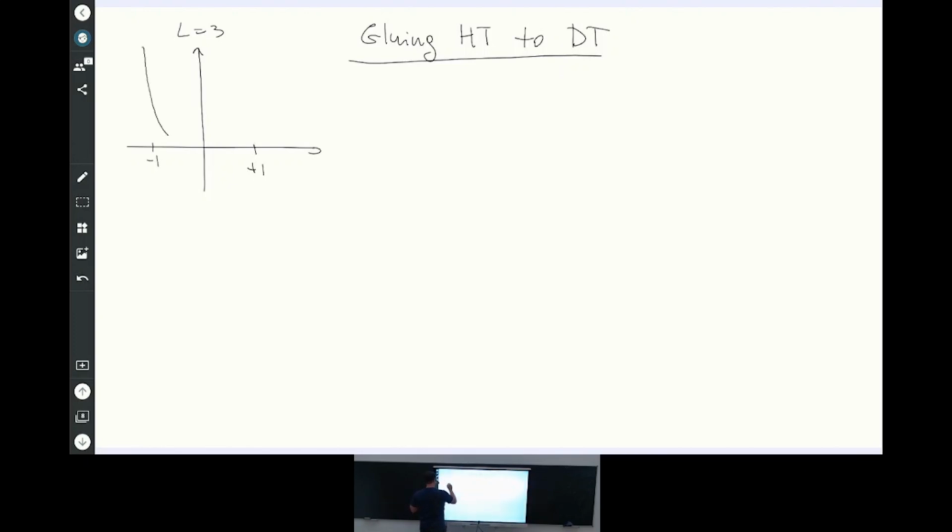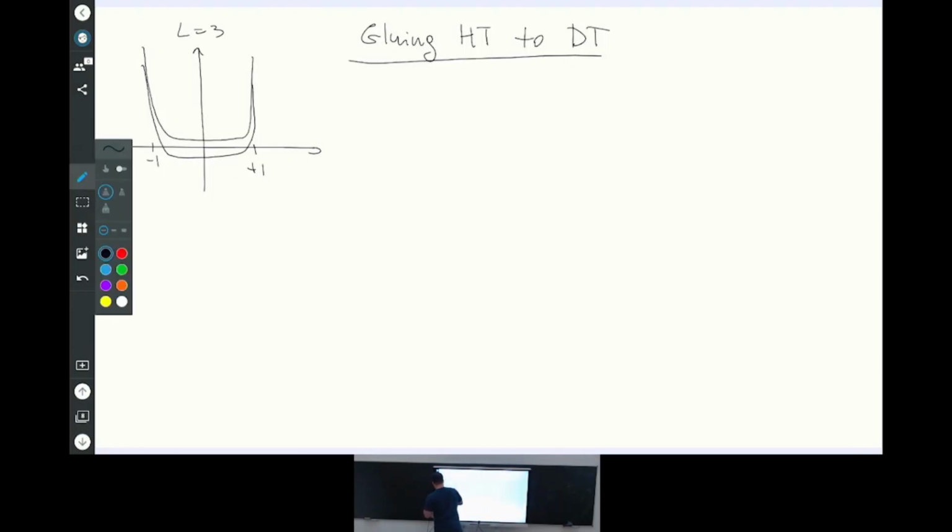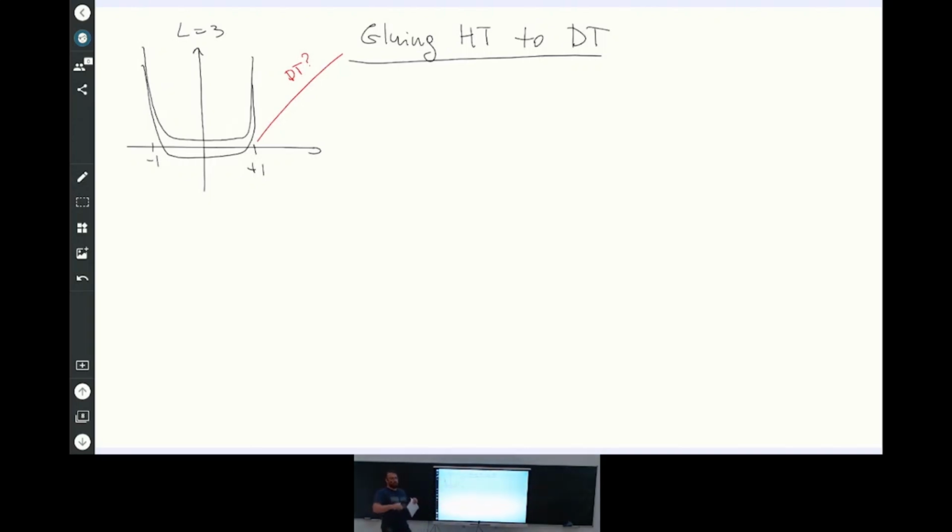One of them has a positive linear term, and another has a negative linear term, but they're both divergent at plus-minus 1 in delta because they're built out of these polygammas. So the question is, how does this merge with one single diagonal trajectory? We have two trajectories in the middle and only one to the left.